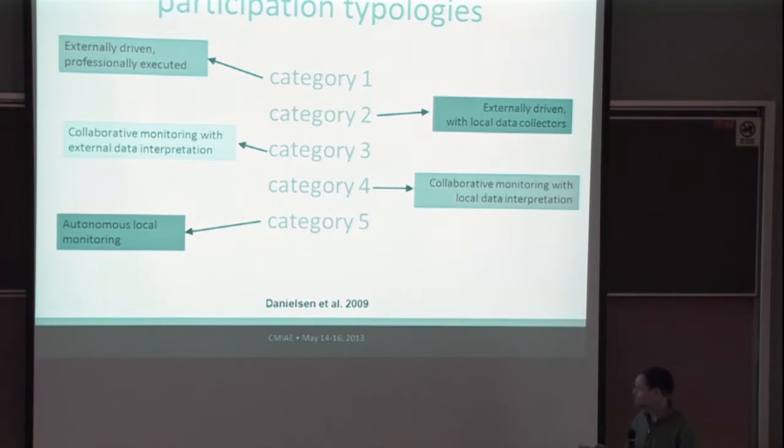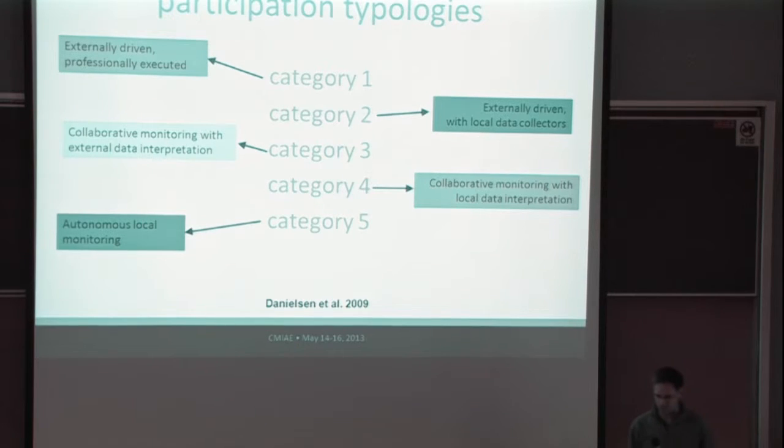So anyway, he came up with this concept where there's category 1 monitoring, which is externally driven, professionally executed monitoring, and then category 2 being externally driven with local data collectors. We might be doing that here tomorrow, figuring out how to collect that data. Category 3, collaborative monitoring with external data interpretation, and then category 4, collaborative monitoring with local data interpretation, and finally autonomous local monitoring.